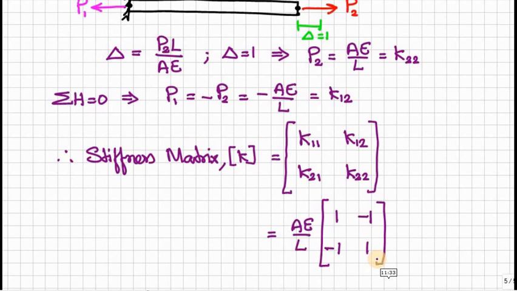So for each single element, this will be the stiffness matrix, because each element has 2 degrees of freedom, and that is displacement at node 1 and also displacement at node 2. That's why the size of the elementary stiffness matrix is 2 by 2.